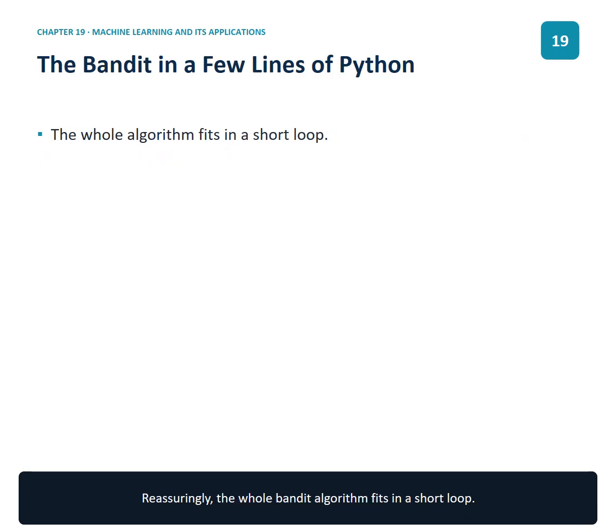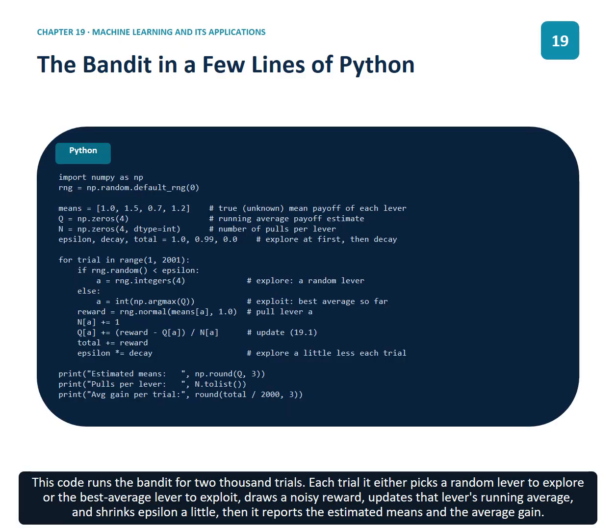Reassuringly, the whole bandit algorithm fits in a short loop. This code runs the bandit for 2,000 trials. Each trial, it either picks a random lever to explore or the best average lever to exploit, draws a noisy reward, updates that lever's running average, and shrinks epsilon a little. Then it reports the estimated means and the average gain.